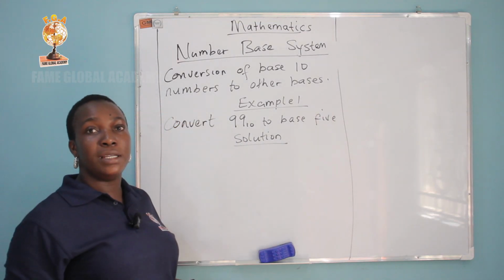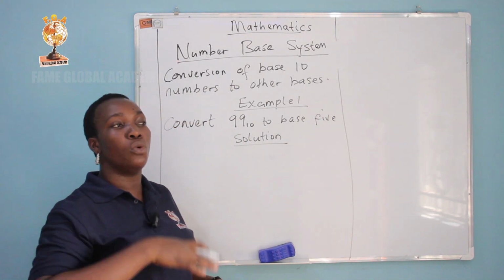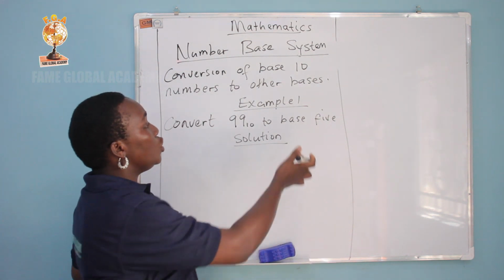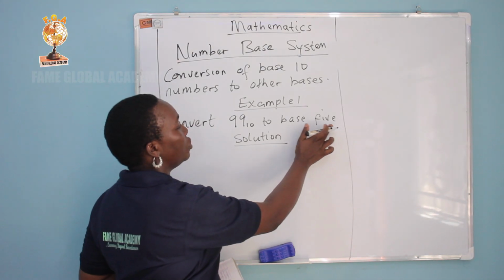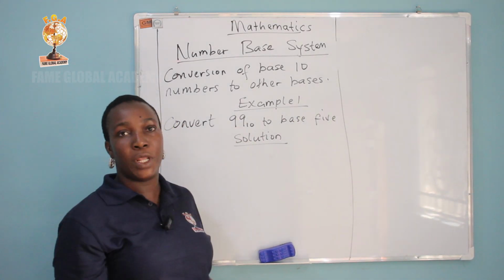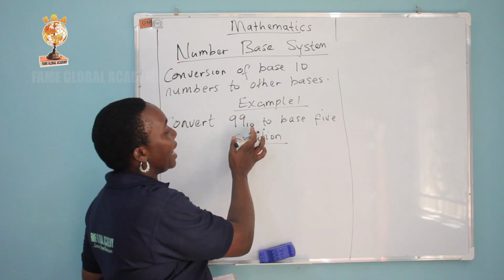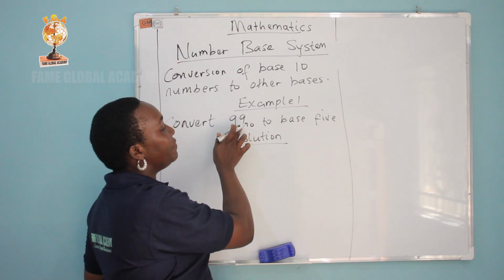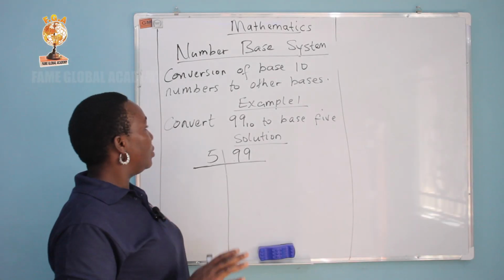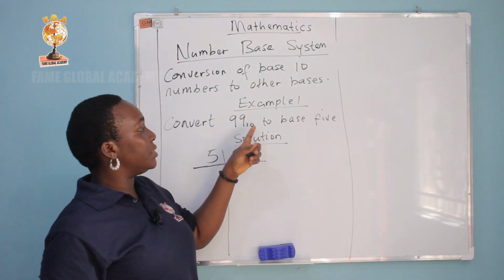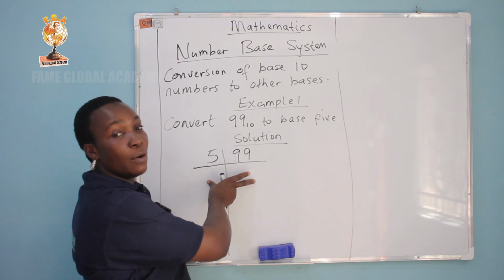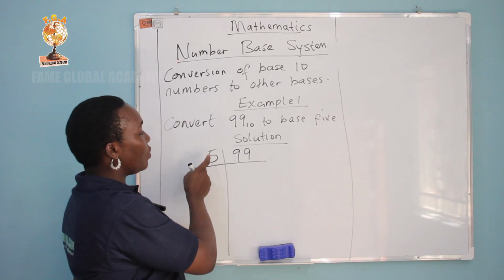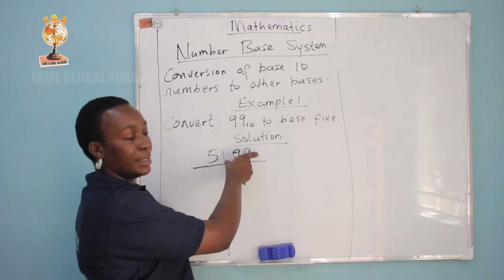When you are converting any number from base 10 to other bases, it is very simple. All you need to do is use the base you are converting to divide the number. So we are converting 99 base 10 to base 5, so we are going to use this 5 to divide 99. This is how we do our solving. You put your 99 here and you put 5 here.